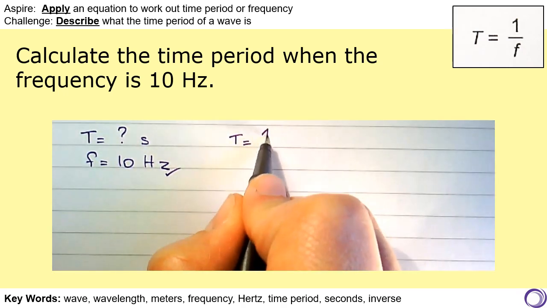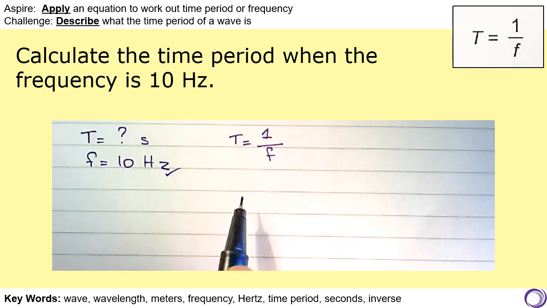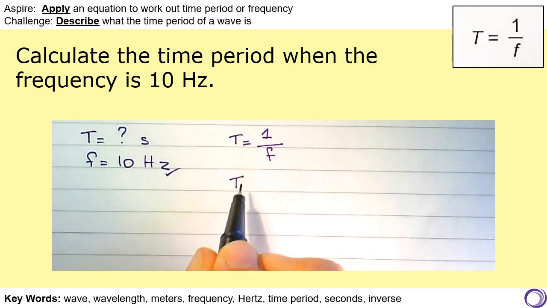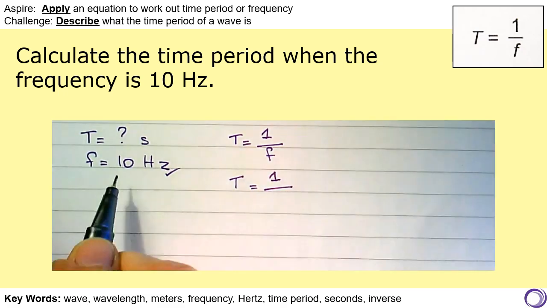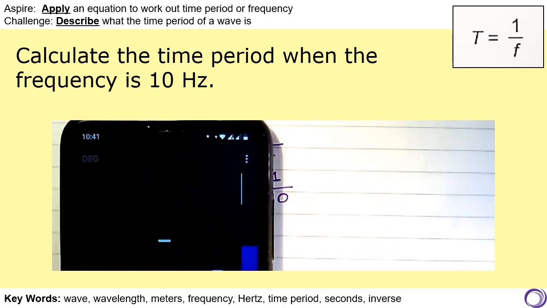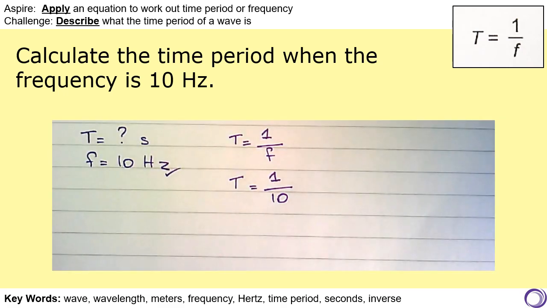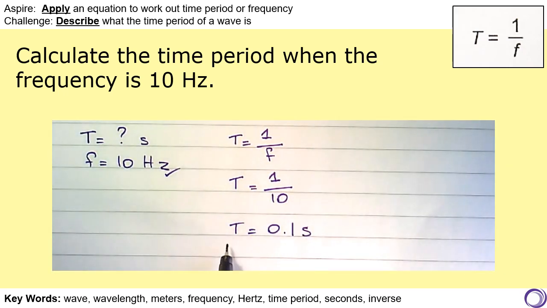So T equals 1 divided by f. I'm now going to substitute my numbers in. So I don't know what T is, so I'll just write T again, equals 1 divided by, and my frequency is 10. And I don't need to write the units for frequency. So I'm now going to get my calculator. 1 divided by 10 equals 0.1. So there's my answer. So T equals 0.1, and I add my unit, which is seconds. And there you go.